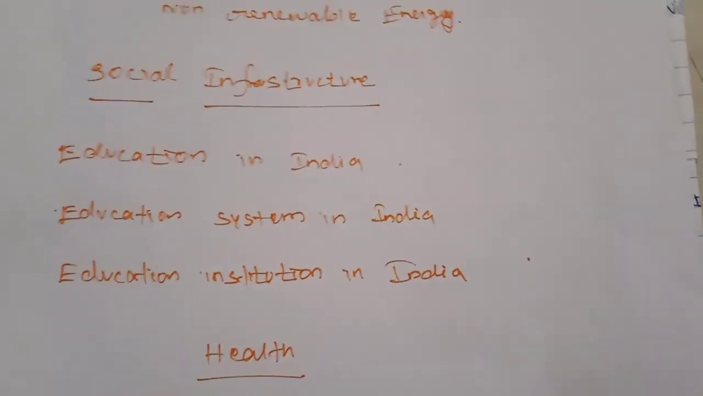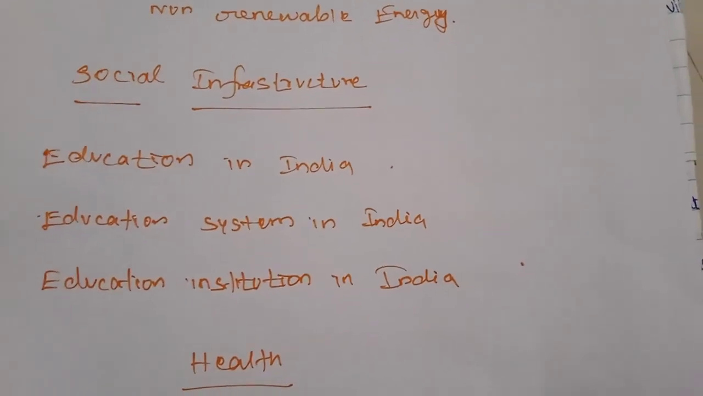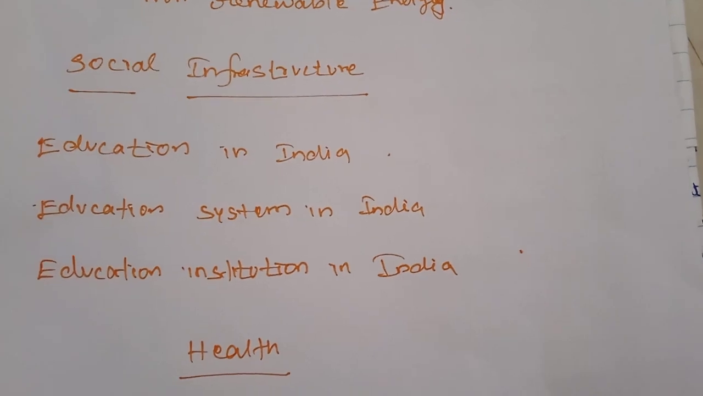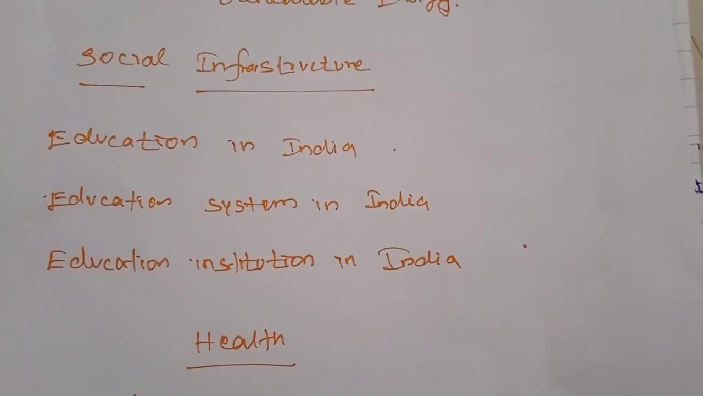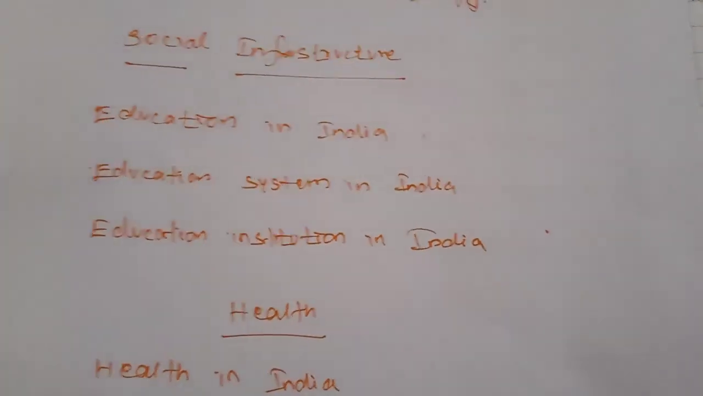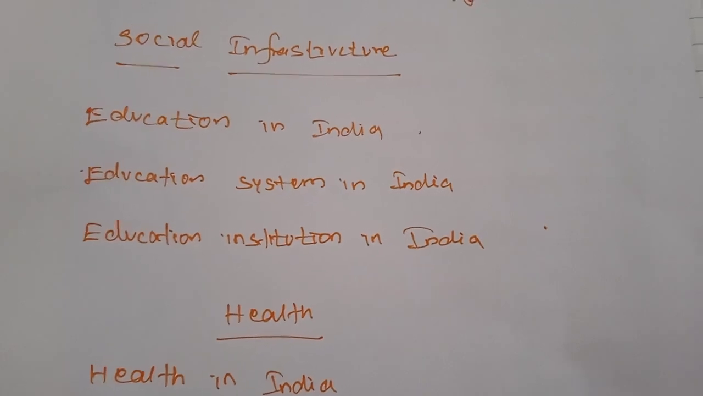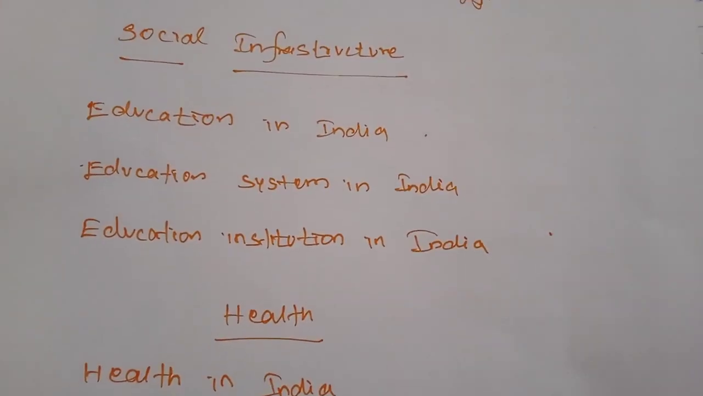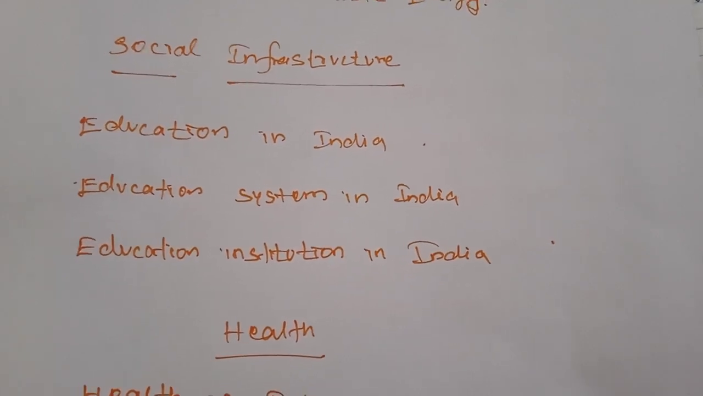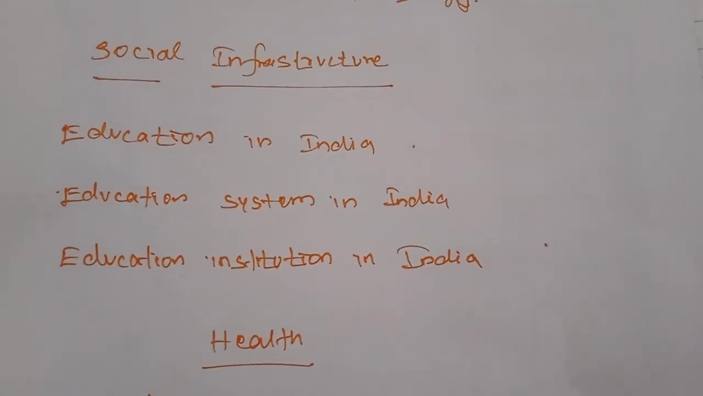Next is social infrastructure. Social infrastructure refers to those structures which improve the quality of manpower and contribute indirectly towards the growth of an economy. Manpower means human resources. The human resources also have to be increased by the economy. By increasing human resources, the Indian economy will be developed.